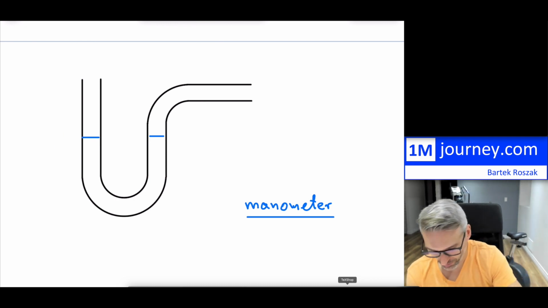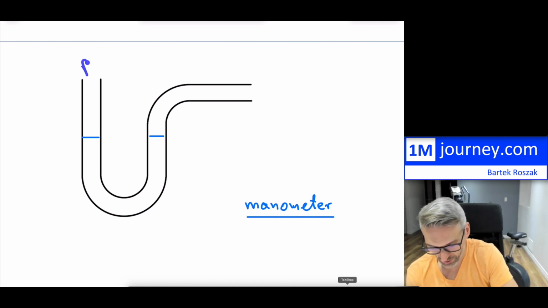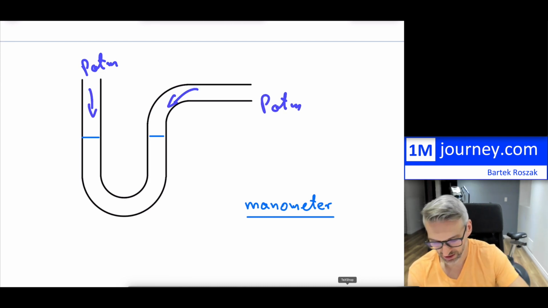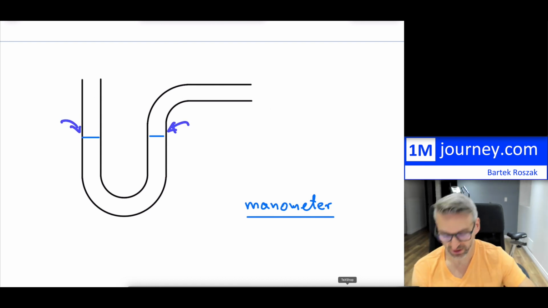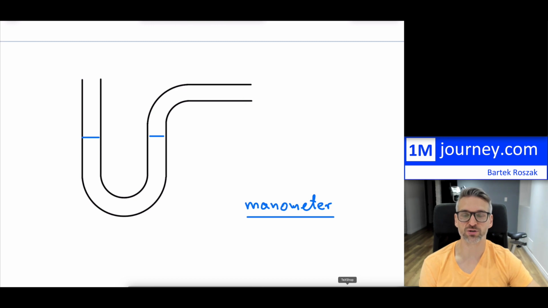Now, let's imagine both of these are open. This is open, this is open. So what do you have? You have the atmospheric pressure in here, and you have the atmospheric pressure pushing this here and pushing this here. So at this instance, because you have not dived into the actual fluid, all you have is just the atmospheric pressure. They're going to balance off, and you're going to have a nice same line.